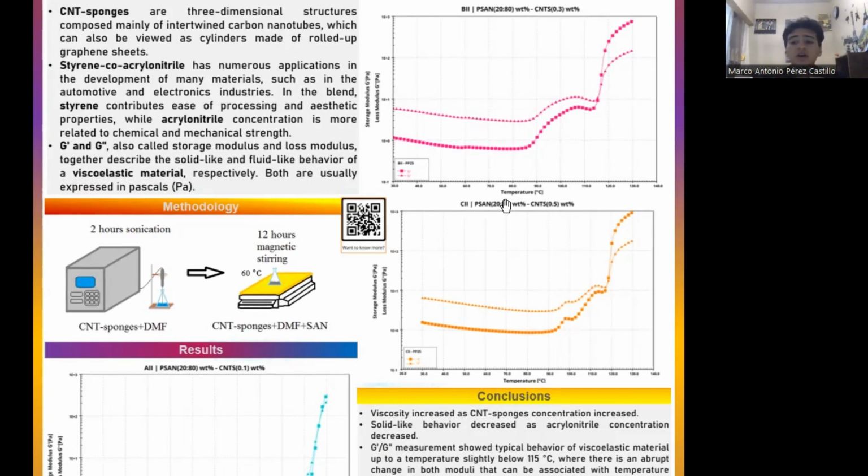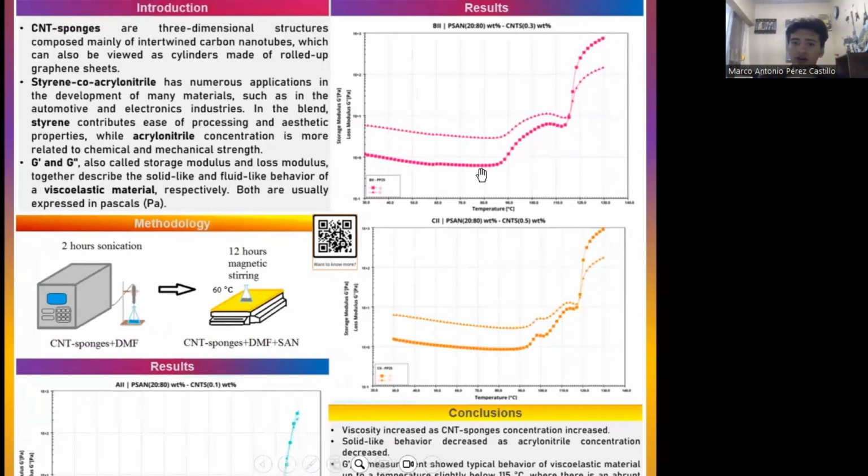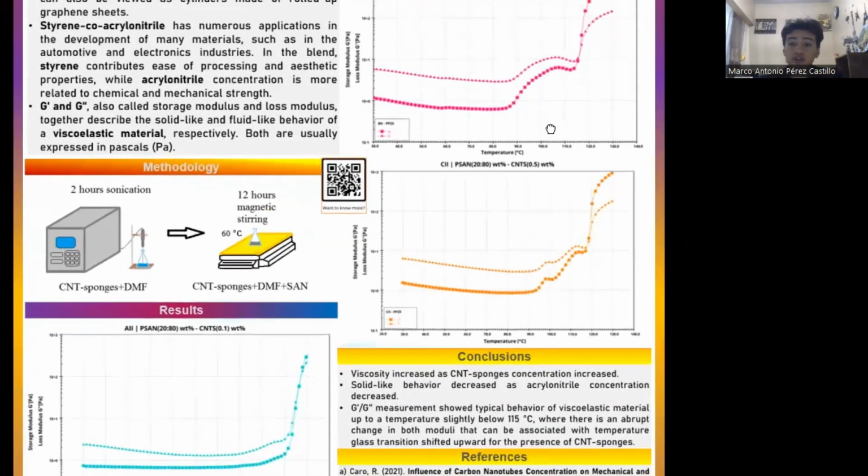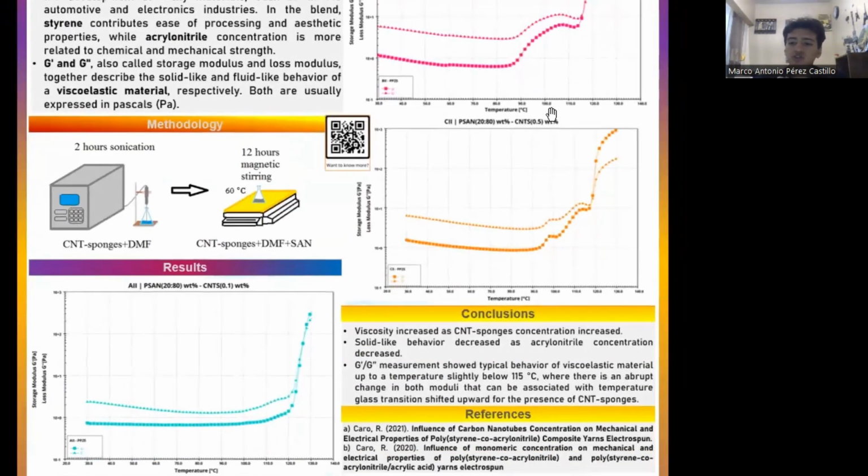What is peculiar, though, on this occasion is that the change in the trend corresponds to the glass transition temperature of the copolymer, but shifted slightly upwards due to the effect of the carbon nanotube sponges. In the case of the first graph, which contains the least amount of sponges, it is not fully appreciated. However, in the second, where the concentration of sponges is 3 times greater, this change is seen at least 2 degrees higher. And in the third graph, whose concentration is 5 times higher than in the first, the change in trend occurs up to 5 degrees above the normal glass transition temperature of the copolymer, which is around 110 degrees Celsius.